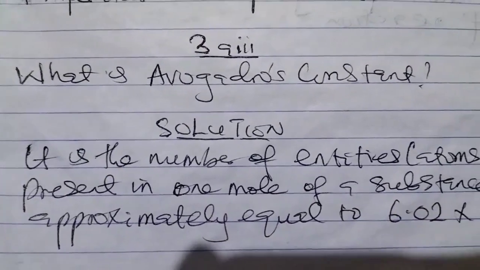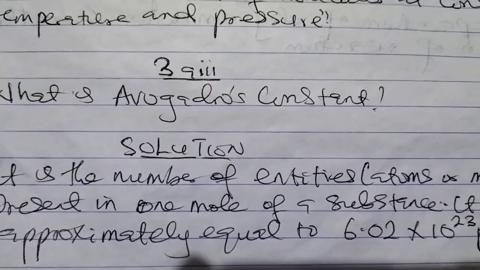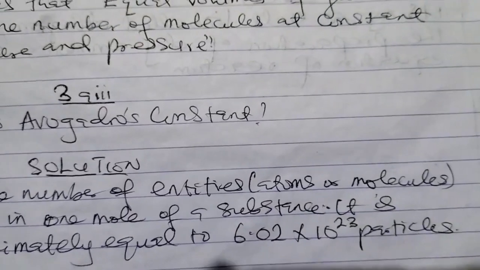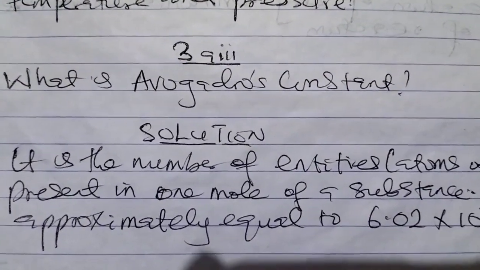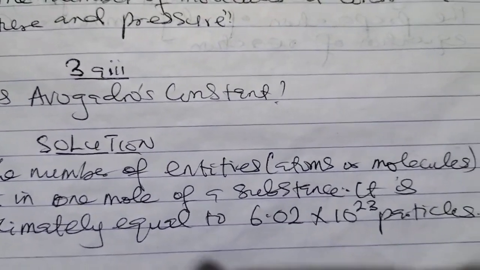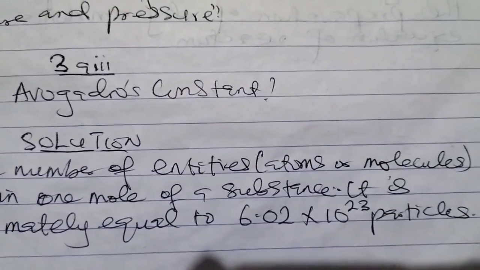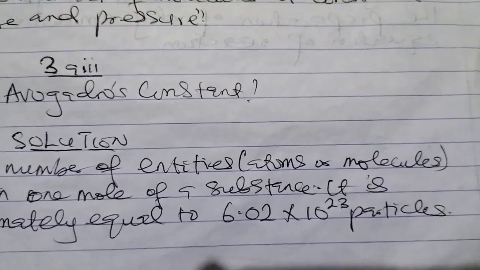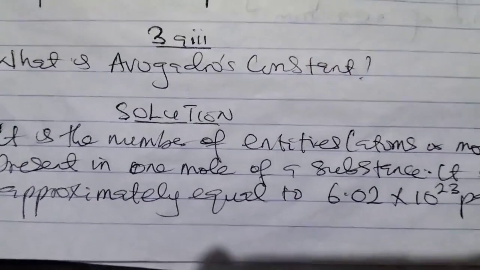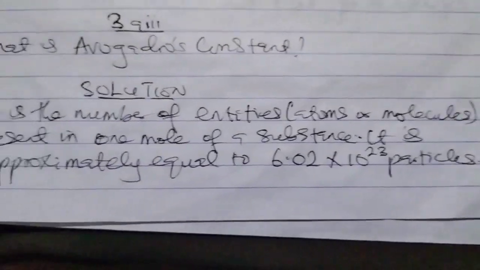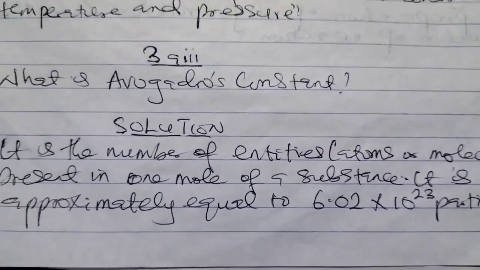Solution. It is the number of entities, E-N-T-I-T-I-E-S (atoms or molecules), present in 1 mole of a substance. It is approximately equal to 6.02 times 10 to the power 23 particles. So for Avogadro's constant, you have to first define it as I have done here, and then give the value. You don't just give the value as 6.02 to the power 23 and walk away. No, it doesn't work like that.